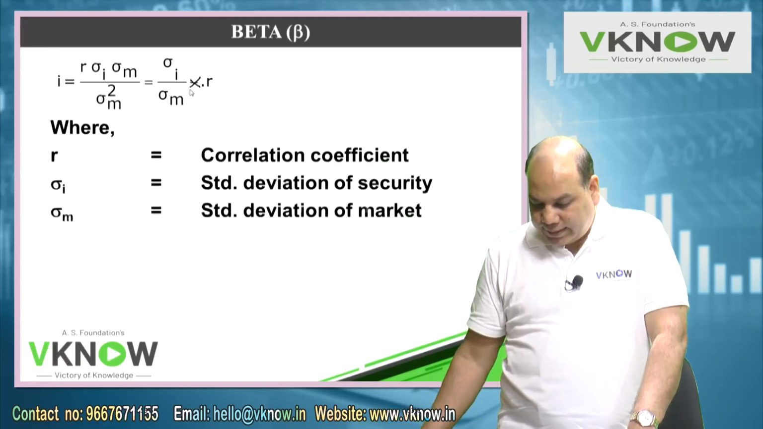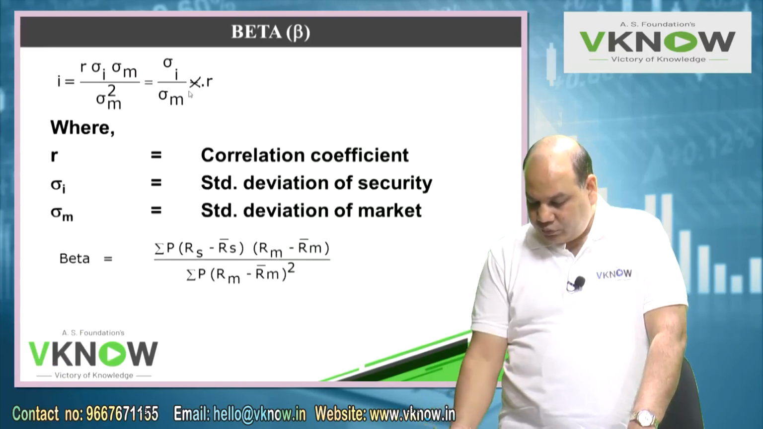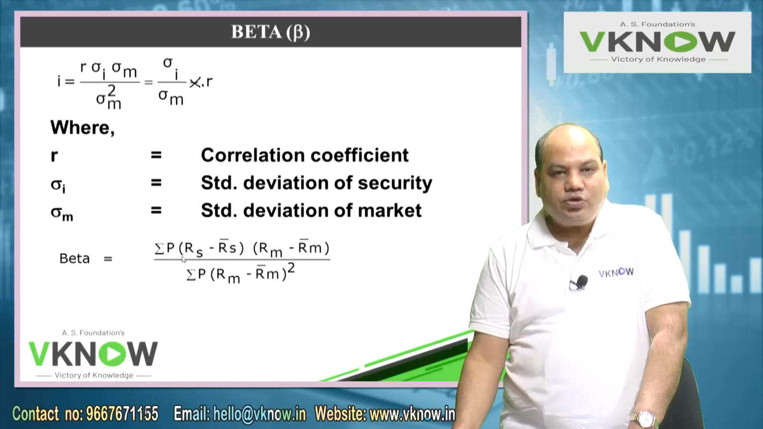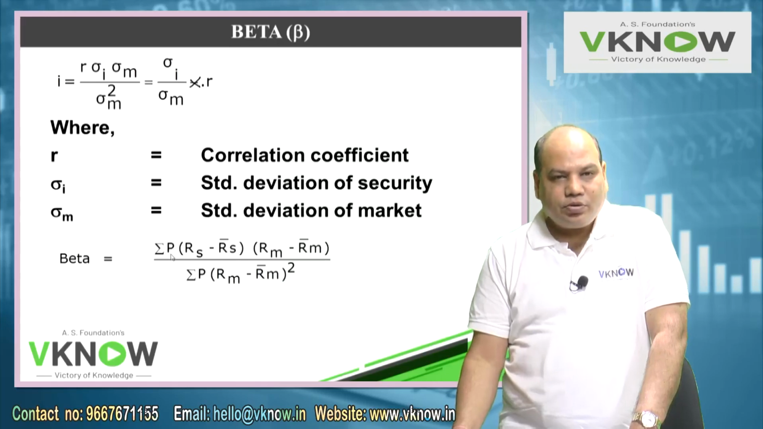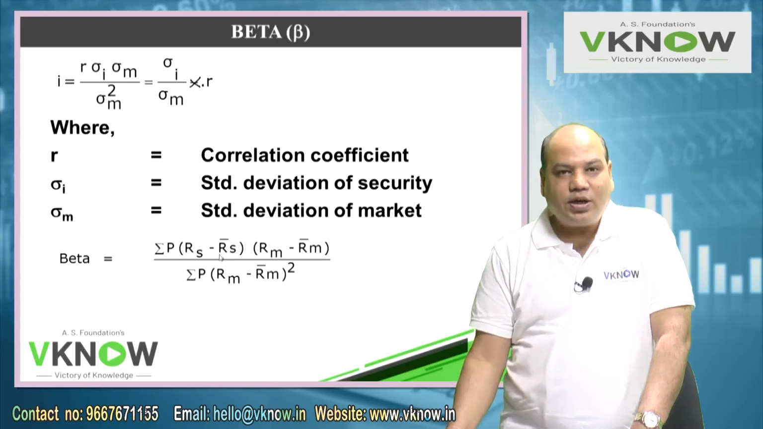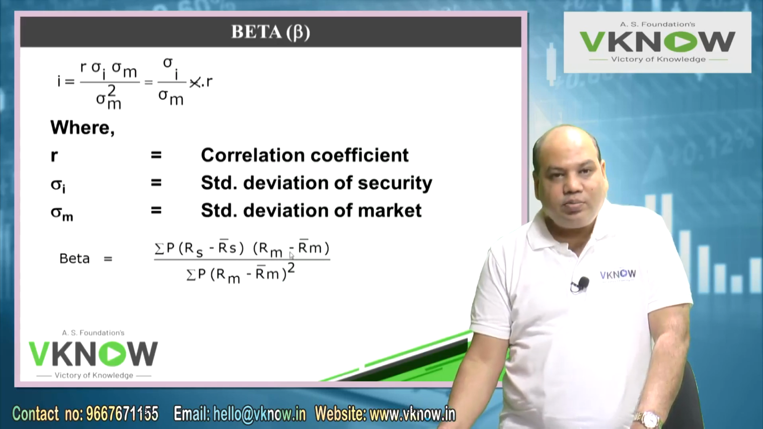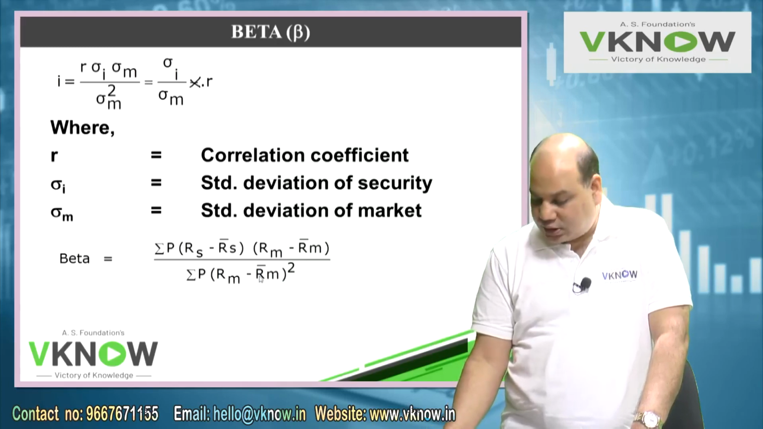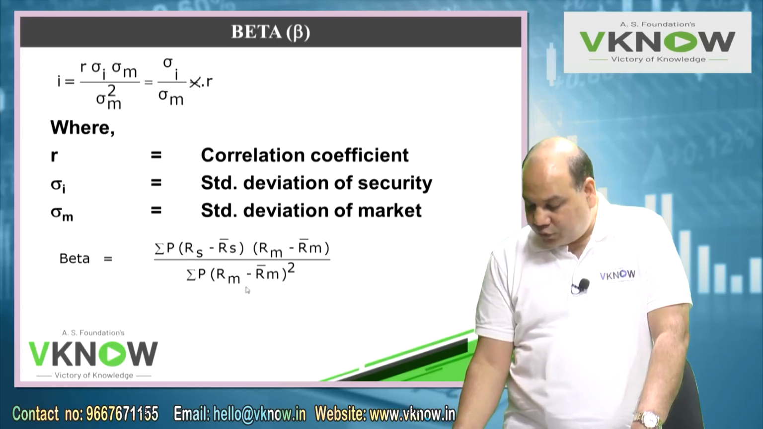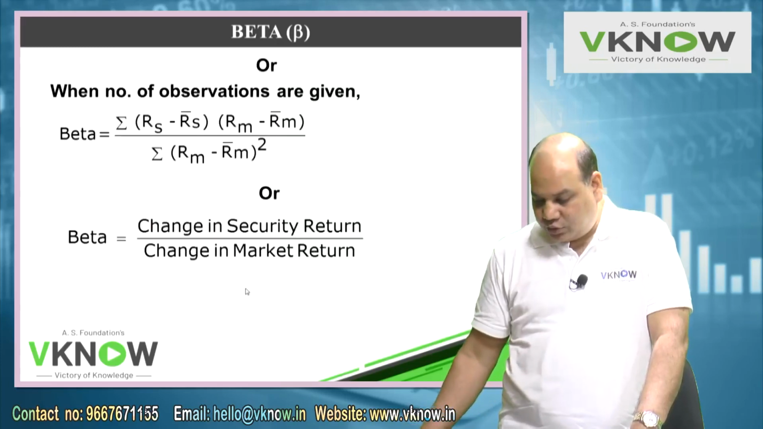correlation. Next is the formula when you are given a probability distribution table. You will be given probability, return on stock, return on market. Then the formula is nothing new; the numerator is the covariance formula. Summation P for probability into Rs minus Rs bar into Rm minus Rm bar, upon summation P into Rm minus Rm bar square. This is the formula for variance of the market portfolio.